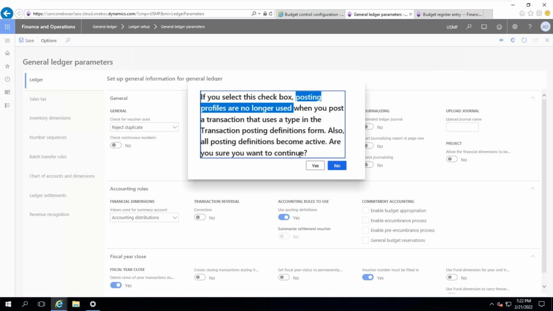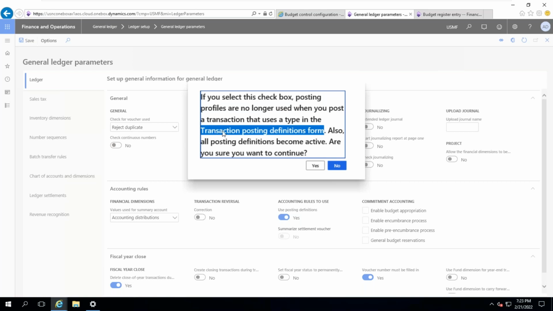Fixed asset posting profiles, everything will be no longer used. Then what happens? Then the transaction will not be posted. Am I right? The transaction will not be posted. So in place of this one, the transaction posting definitions form will be used.